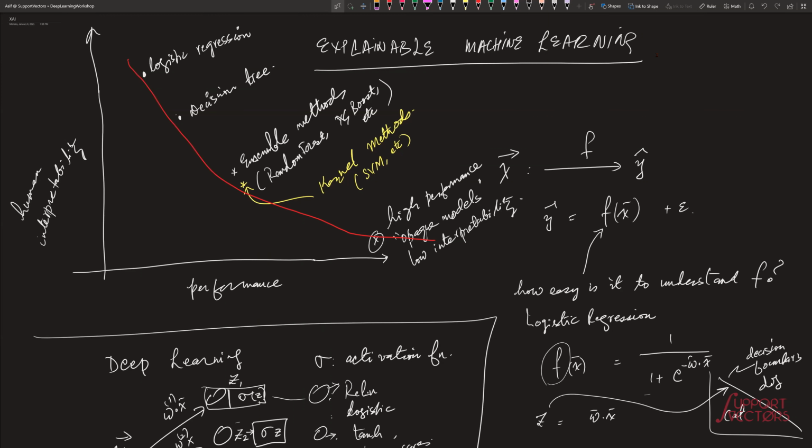And Asif, there is one more thing that I again come back to. I couldn't understand the additive nature of these explainable models.